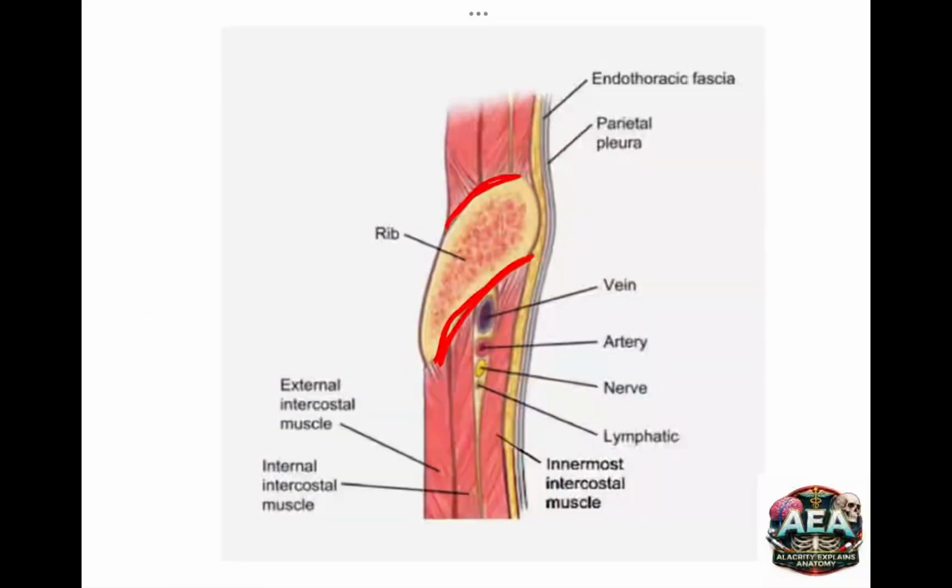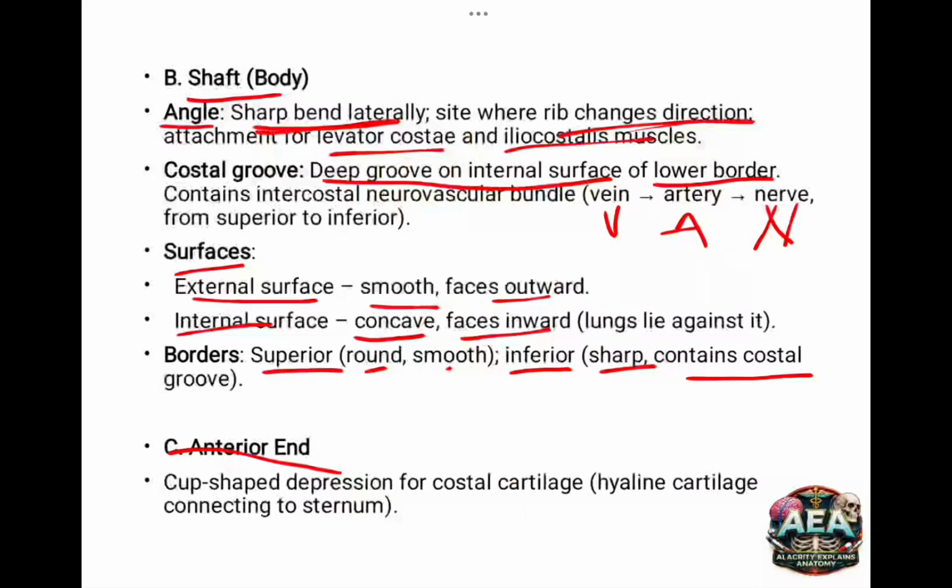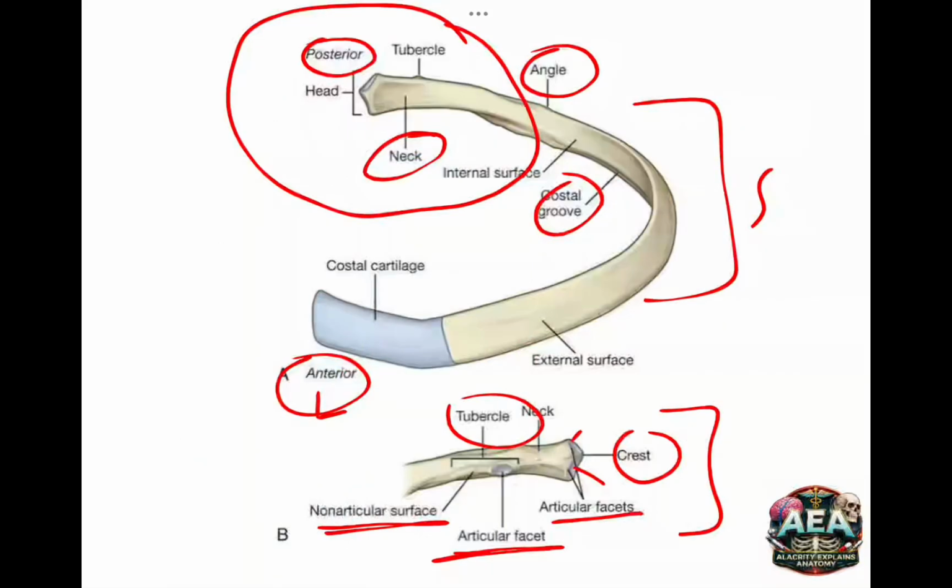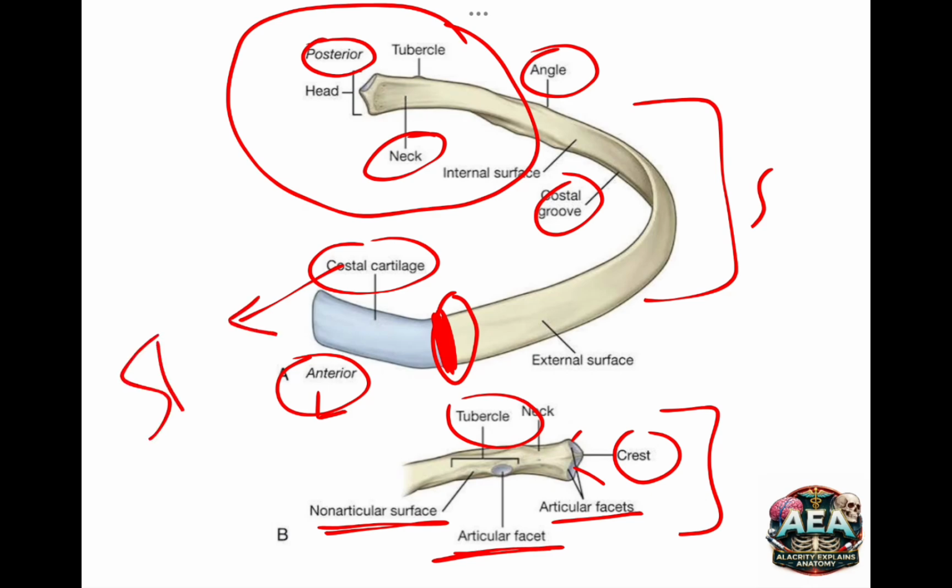This is the inferior border. It is sharp and contains our costal groove. So we have an anterior end which has a cup-shaped depression for the costal cartilage, which are hyaline cartilages. And the cartilage now connects to the sternum. So the anterior end of the ribs is cup-shaped. This is the anterior end of the ribs, which attaches to the costal cartilage at this part. It has a cup-shaped part that attaches to this costal cartilage, which the costal cartilage now attaches to the what? The sternum.